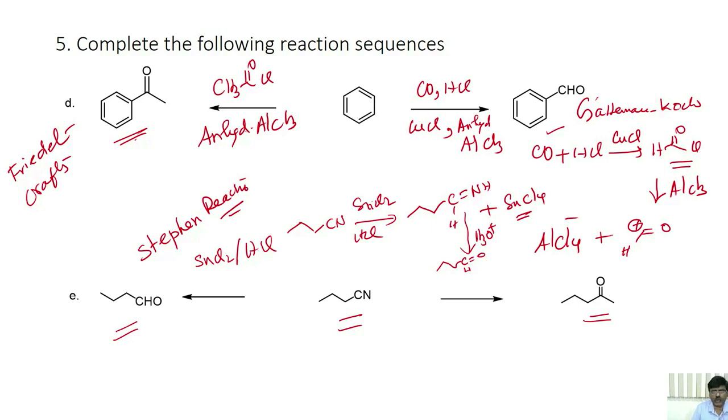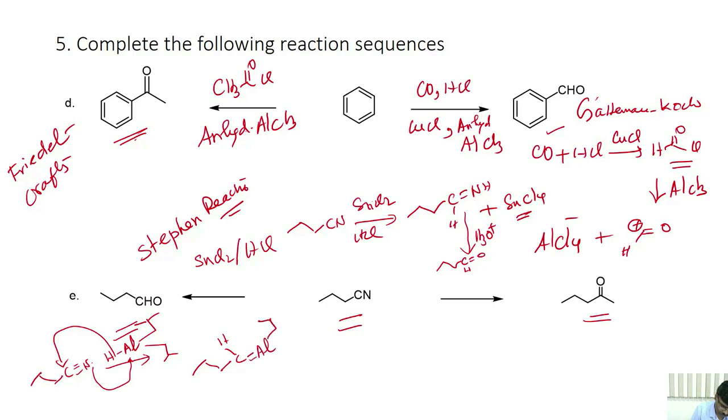In place of tin chloride, you can also use diisobutyl aluminum hydride. For example, when you react with the nitrile, you will be able to form the imine complex. This, when you do hydrolysis, you will be able to produce the aldehyde as the product. Either way, using tin chloride and HCl or DIBAL, you can reduce the nitrile to imine complex that can be further hydrolyzed to give aldehyde as a product.